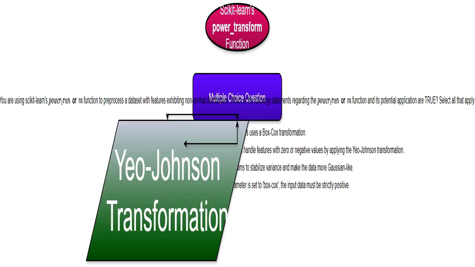The Yeo-Johnson transformation is another option in _power_transform. This transformation is more robust because it can handle both positive and negative data, including zero values. This expands the applicability compared to the box-Cox transformation.